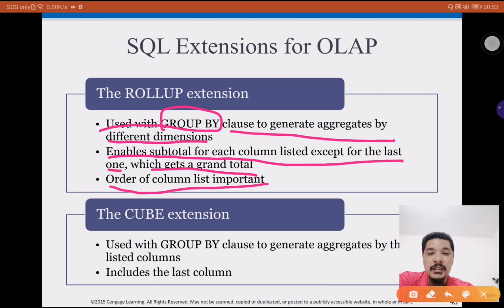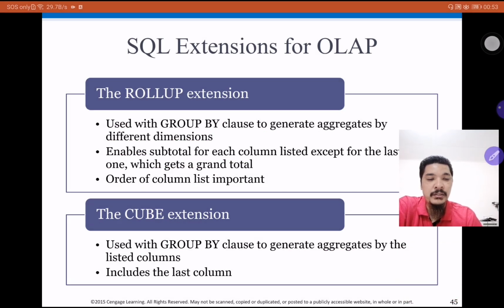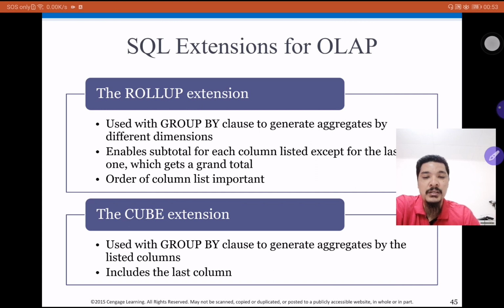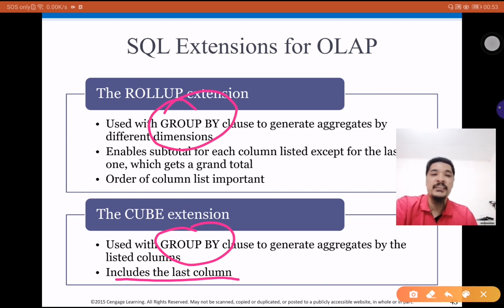And the next one is the CUBE extension, used with the GROUP BY clause to generate aggregates by the listed columns and also includes the last column. So this is all the GROUP BY functions. I think this one is not very important. The most important thing is the star schema and so on.